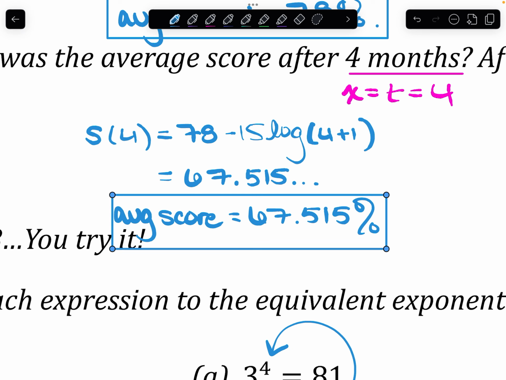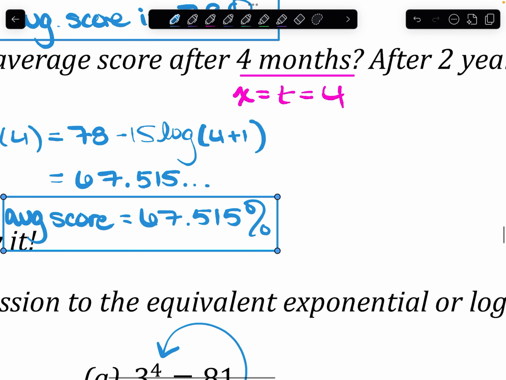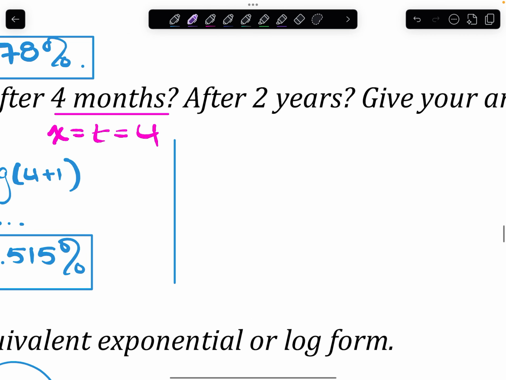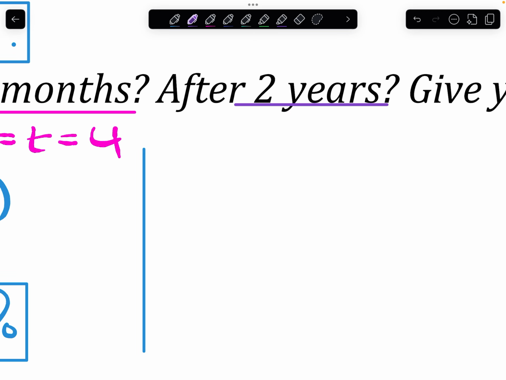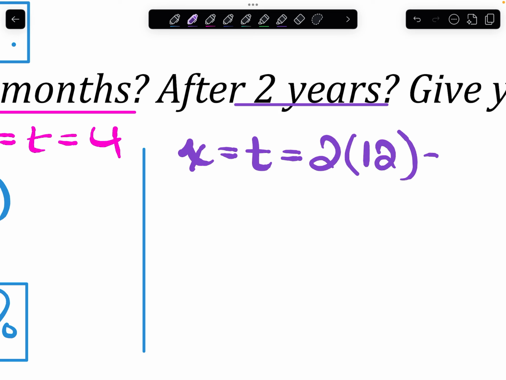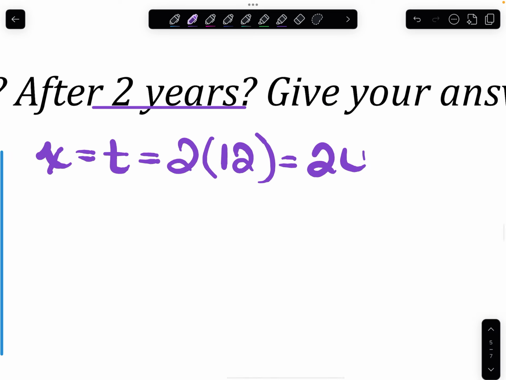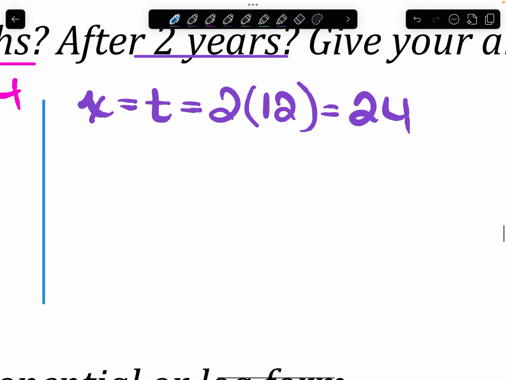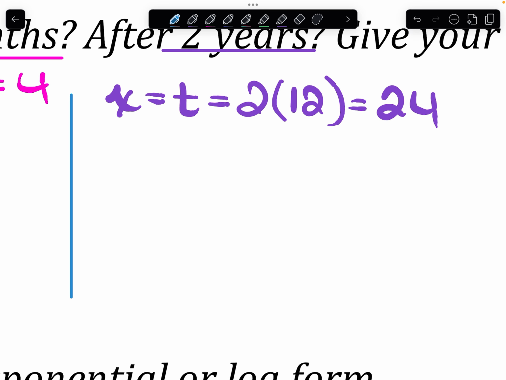All right, and then there was a second question. So I'm just going to put a little line here. All right, so then it says after 2 years. So you need to be very careful with this, with the word problems. You got to catch the unit change here. It is not x or t equals 2. It is x or t equals 2 times the 12 months in a year, which is 24. So we're actually plugging in 24 for t.